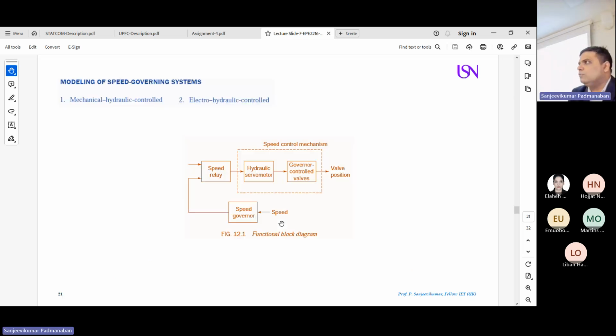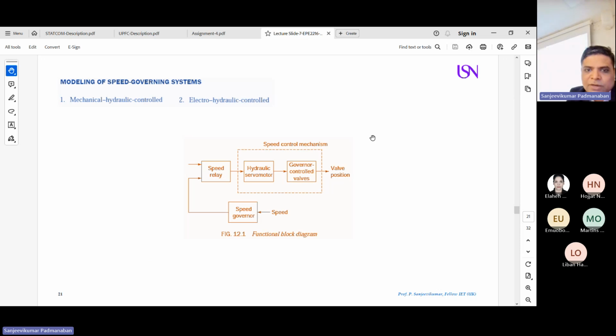Then I'm going now to blocks, how to develop these machines into a block diagram. So modeling of your speed governing system has two types. You can go for a mechanical hydraulic control or an electric hydraulic control, because electrical power generation from your hydropower plant has two parts: mechanical parts and mechanical-electrical parts. The mechanical part is your turbine, rotation, the machine design, everything mechanical. The output is your electrical.